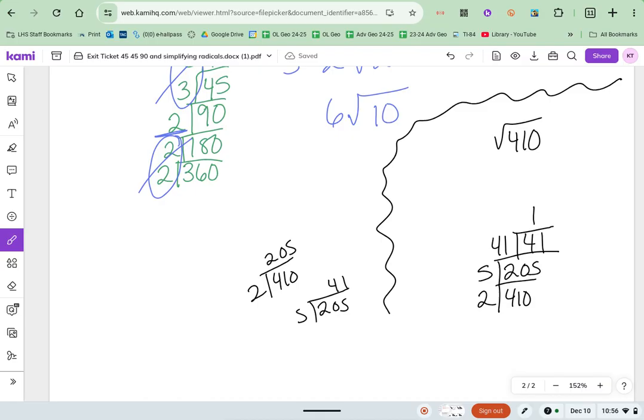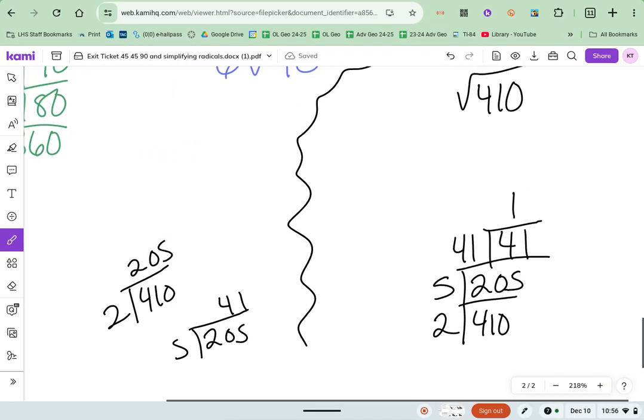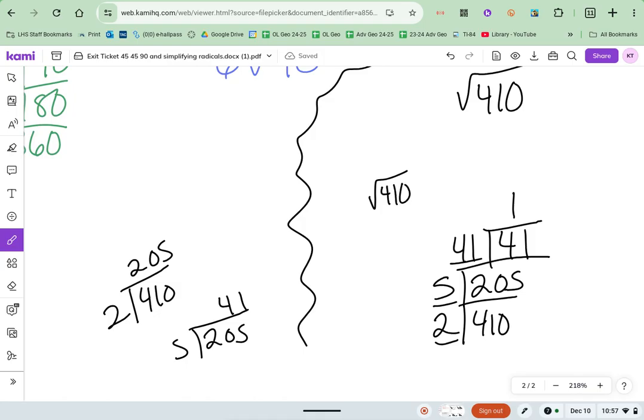Is this where you guys were? Did you divide 410 by 2? And you got 205. Then I divided by 5 and I got 41, but then 41 is prime. So 41 can only be divided by 41. So, hey, no pairs, right? So since we have no pairs, we just have a lonely 2, a lonely 5, and a lonely 41. This guy actually can't be simplified at all. Crazy, because everything just goes back inside.